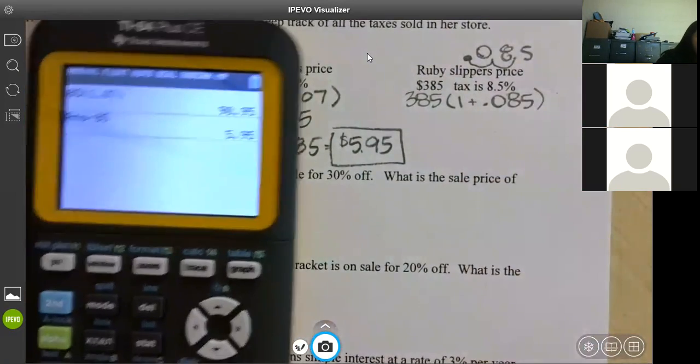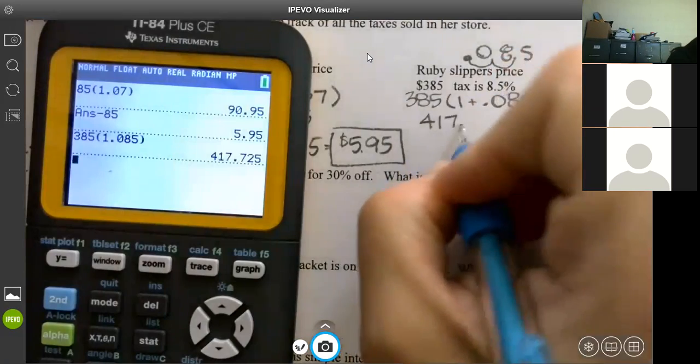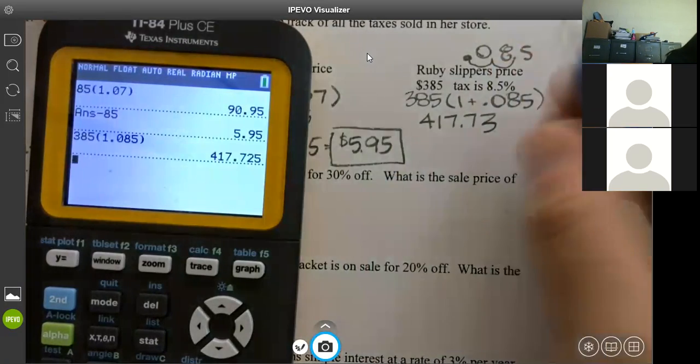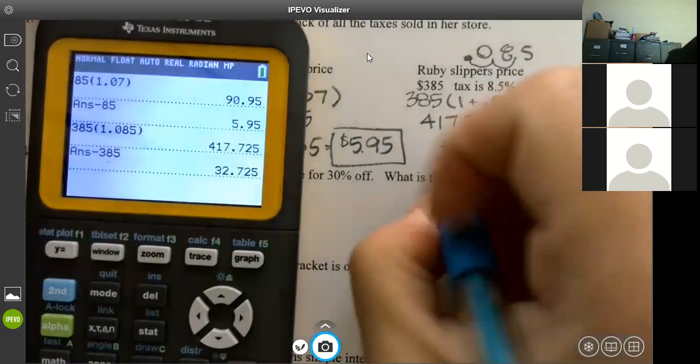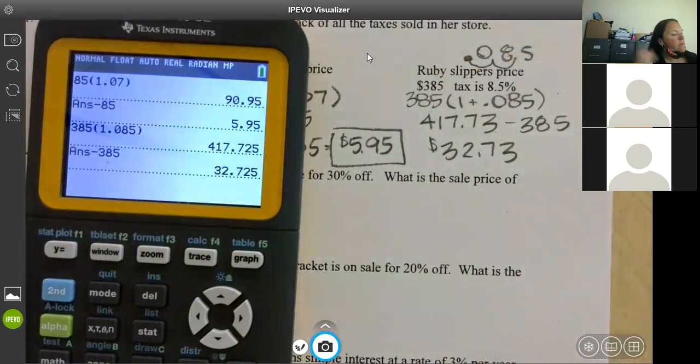I'm going to put it straight into my calculator, 385 times 1.085. And I get 417.73, and if you gave me 72, it would be okay. What do I have to do to that number? Subtract 385, and I get $32.73. Is everybody okay? Just make sure you're answering the questions that it's asking. That's the biggest thing.